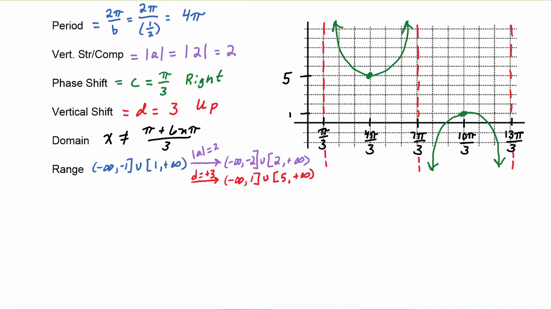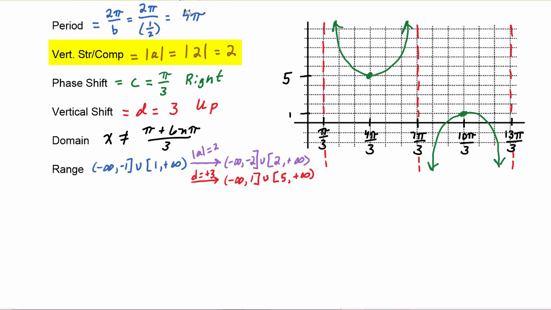Now we're ready to check all of our attributes of the graph that we had figured out earlier and make sure everything is okay there. Looking at the graph, we can find the period by subtracting 13 pi over 3 minus pi over 3, which would be 12 pi over 3, which equals 4 pi. So that checks out.